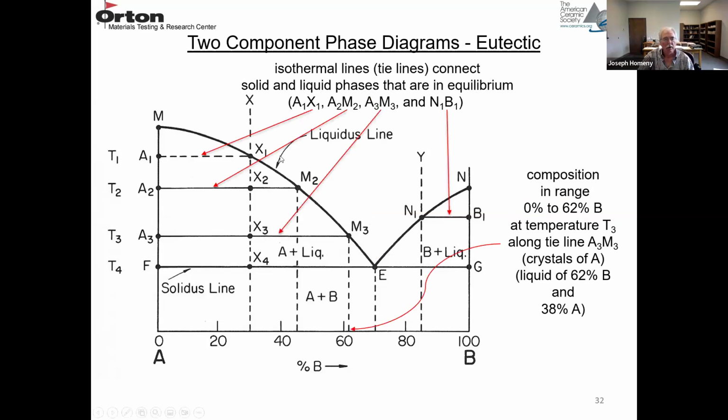So these horizontal lines are tie lines. They're isothermal lines, lines of constant temperature. They connect solid and liquid phases. The phase diagram is at equilibrium, so the solid and liquid phases are at equilibrium. So keep in mind that the phase diagram is at equilibrium conditions. So A1, X1 is a tie line, A2, M2 is a lower temperature tie line, A3, M3 is another lower temperature tie line, and on this side of the diagram, N1, B1 is another tie line.